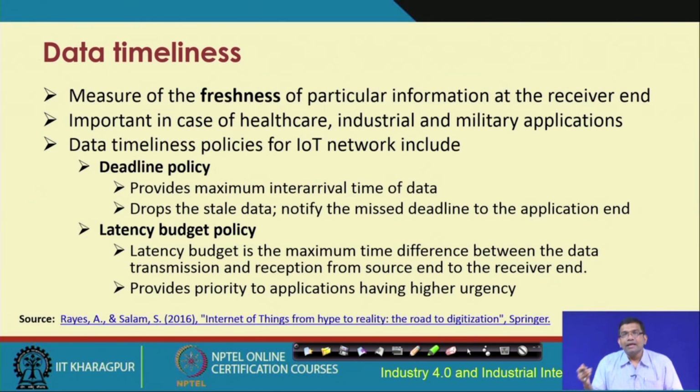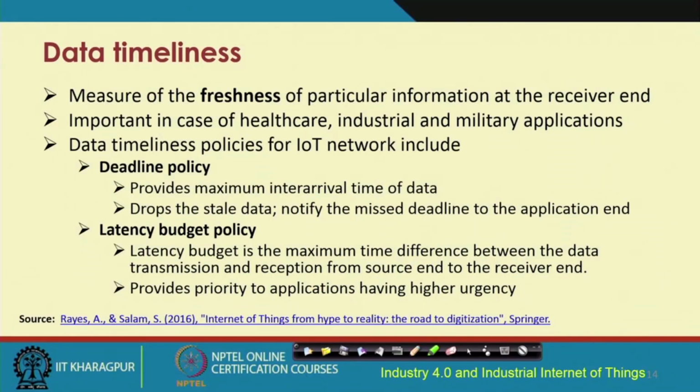For example, in healthcare, with a patient having a heart attack, it is a very important QoS criterion to measure whether the packet containing that information, received at the receiver end, is fresh enough, and whether the data has been received in a timely manner or not. So, this is a very important consideration in many of these applications.